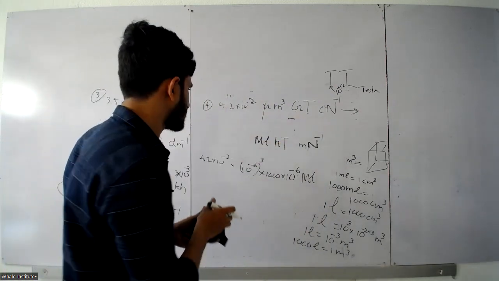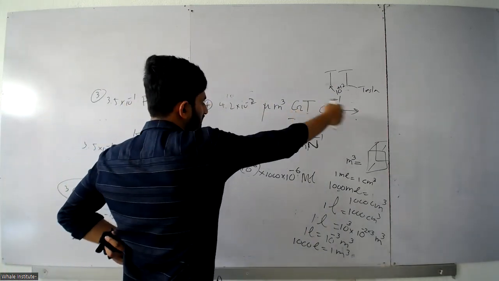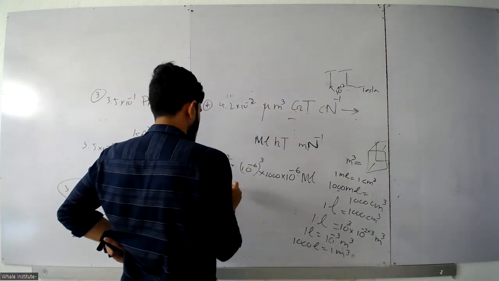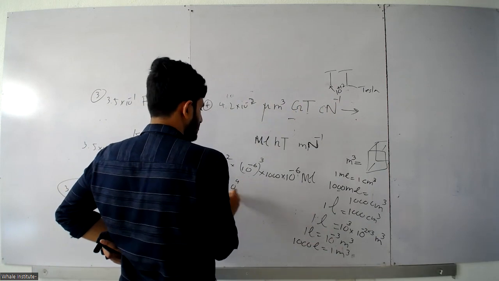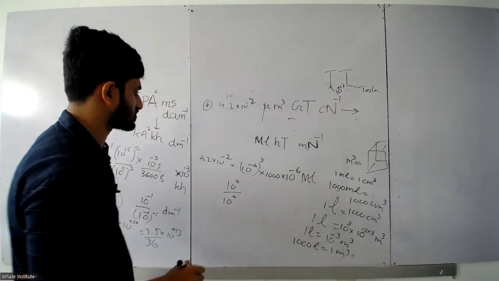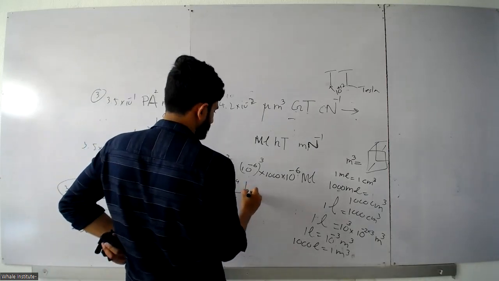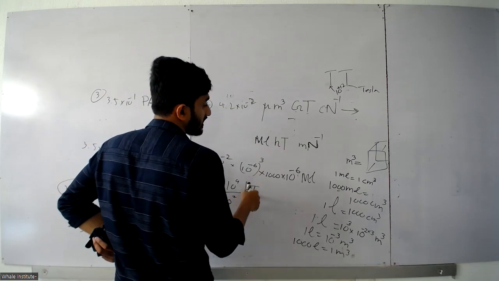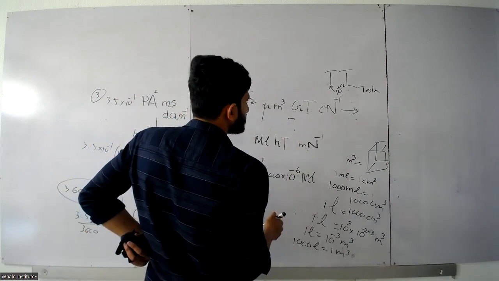Second one, gigatesla to hectotesla. Okay, remove giga, which is 10 to the plus 9, and add hecto, 10 to the plus 2. So I'm going to divide by 10 to the plus 2. So you can put the final unit as hectotesla.